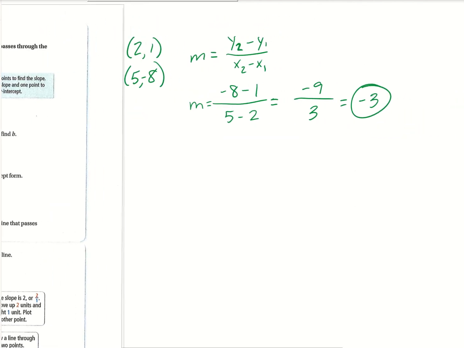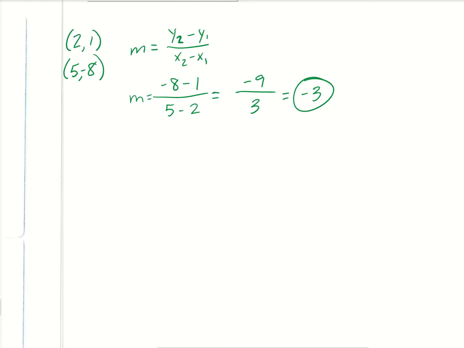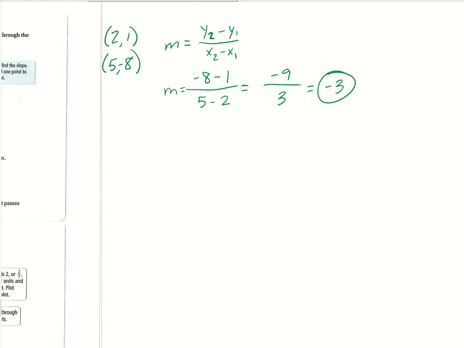All right, so already we can start plugging pieces in to our formula. All right, so I'm going to start writing our formula up here. We have y equals mx plus b. All right, we just found our m right here. All right, negative 3. So I'm going to erase that. I'm going to change it to y equals negative 3x plus b.